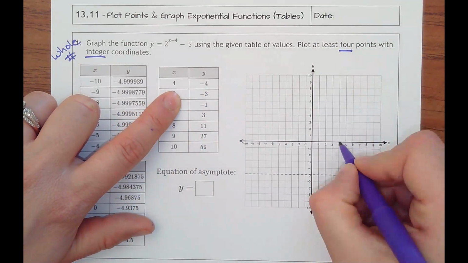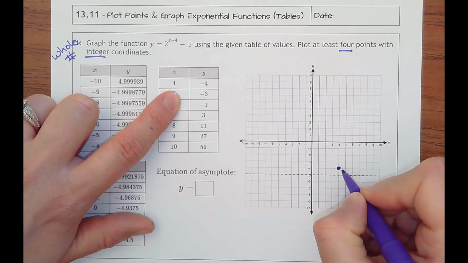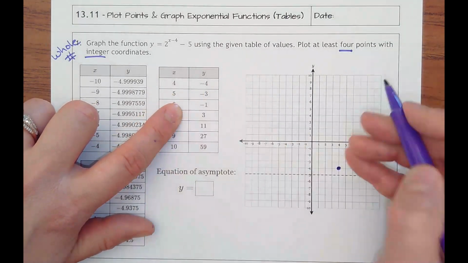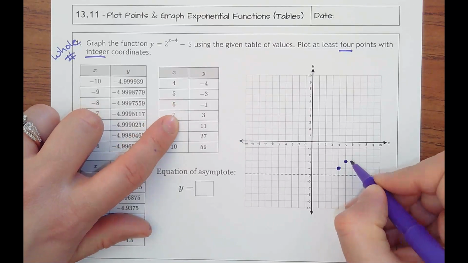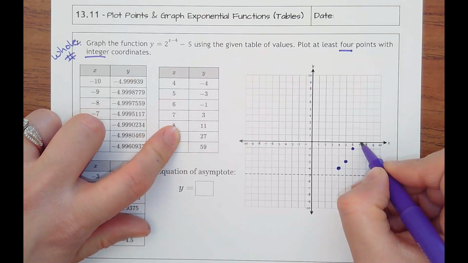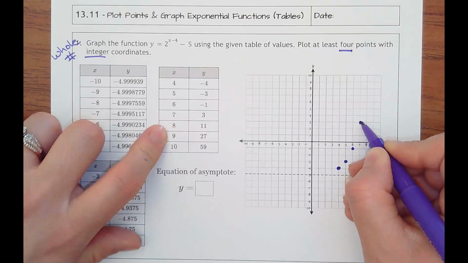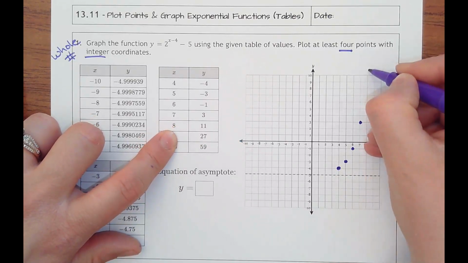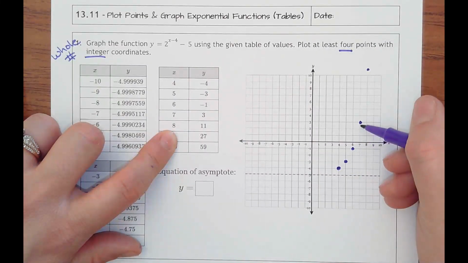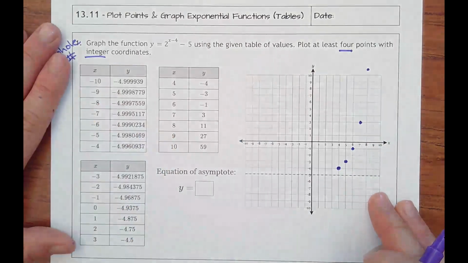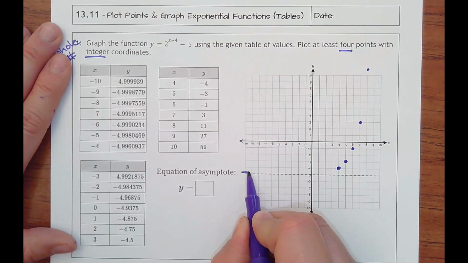So I'm going to plot 4, negative 4. Oh, here's another one. 5, negative 3. 6, negative 1. 7, positive 3. And 8, 11, I can't really fit, but I'll put it off here. So you would only need these 4 points. Then it's going to want you to sketch the graph.